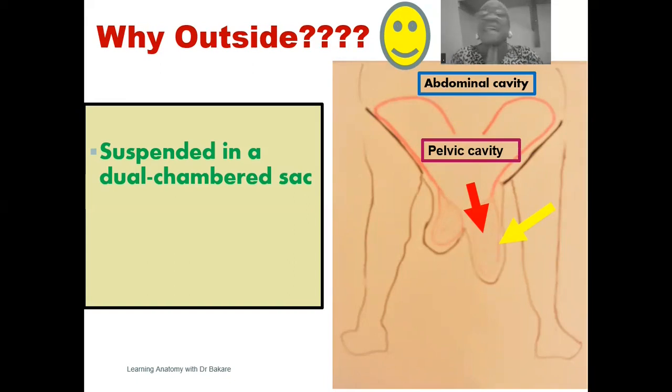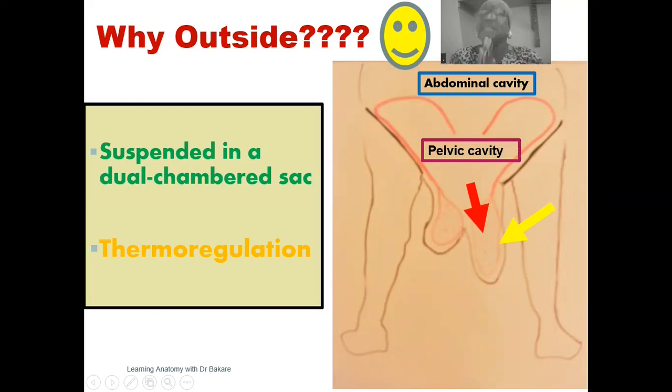The reason behind the testis located outside the body is for thermoregulation. We know that one of the functions that the testis exhibit is the production of sperm cells through the process of spermatogenesis. The process of spermatogenesis cannot occur under body's temperature, but can only occur at a temperature that is lower than the body.